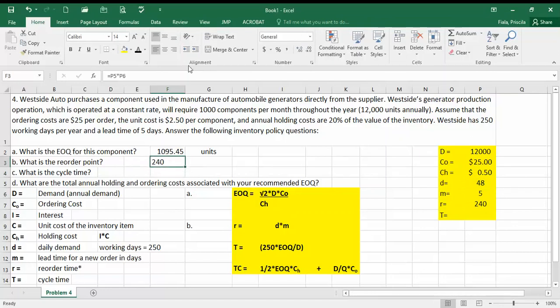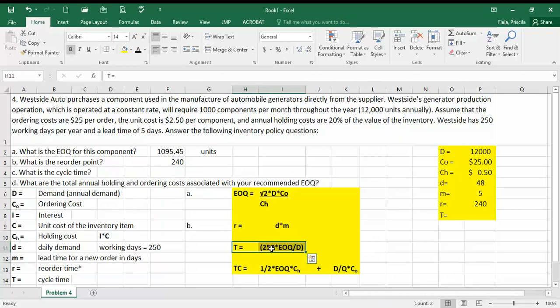So your reorder point is when you get to 240. Okay. Your cycle time, how long should you wait to place another order? So your cycle time right here, it's going to be T, and is this formula over here. Well, now that we have calculated EOQ, we have everything we need.